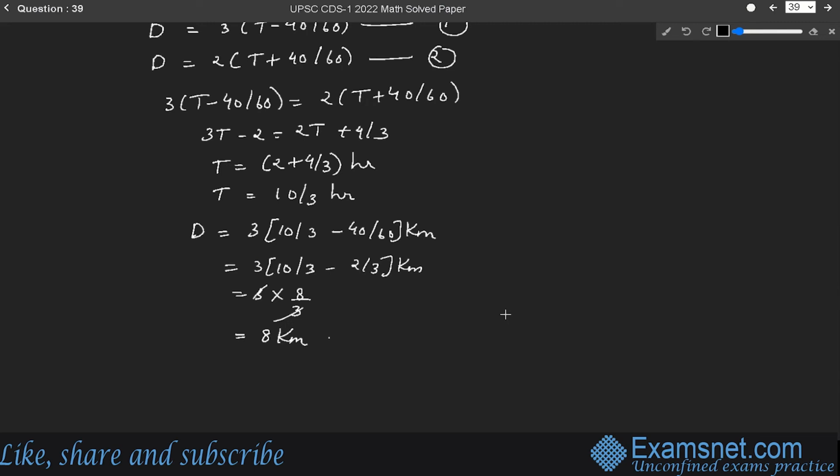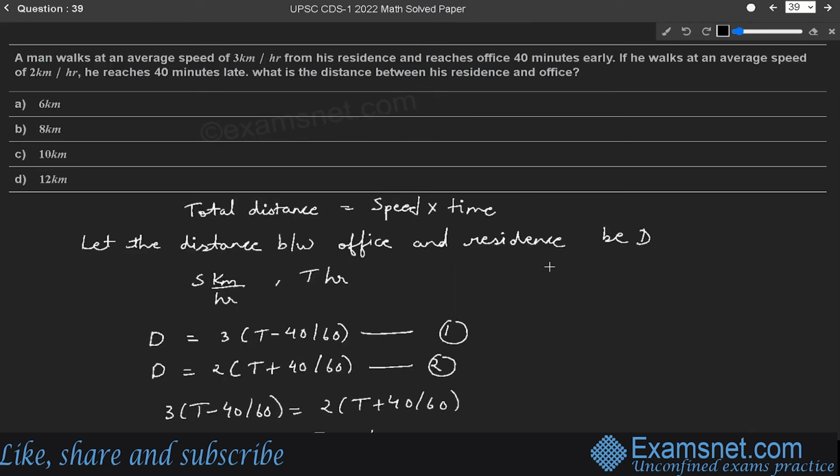So in this way we find the solution for this question. See, it was a very simple question. You just have to understand the question, make the equation and solve the equation properly. So the correct option for this question is option number B, 8 kilometers.